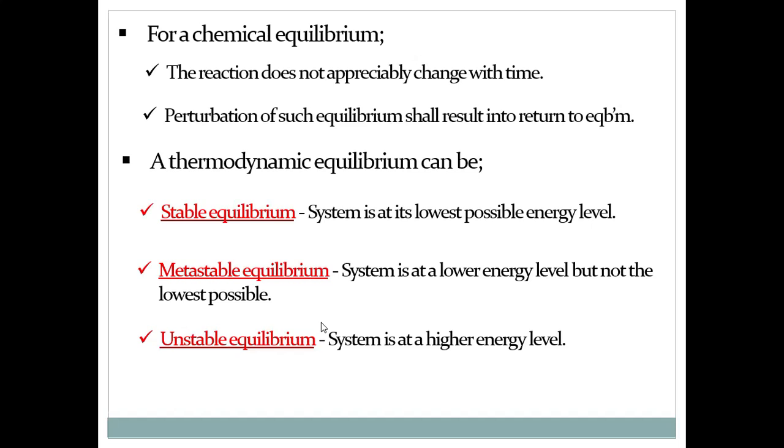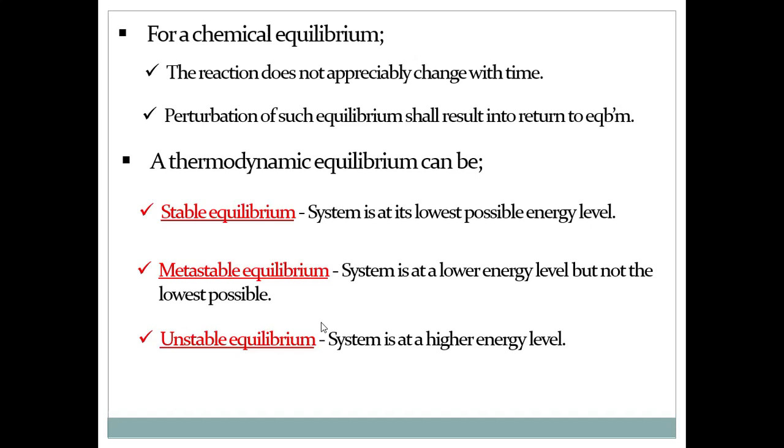A thermodynamic equilibrium can be stable equilibrium. In stable equilibrium, the system is at its lowest possible energy level. That means there is no change, the system is thermodynamically stable. Metastable equilibrium, the system is at a lower energy level, but not the lowest possible.